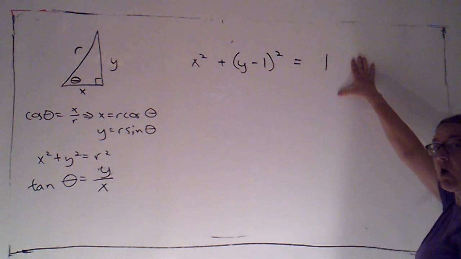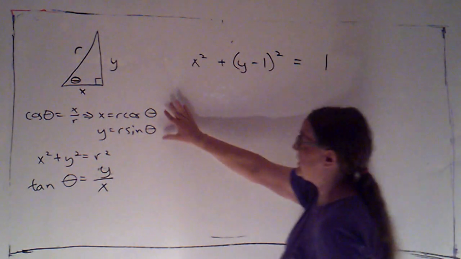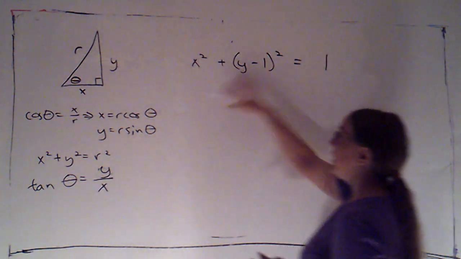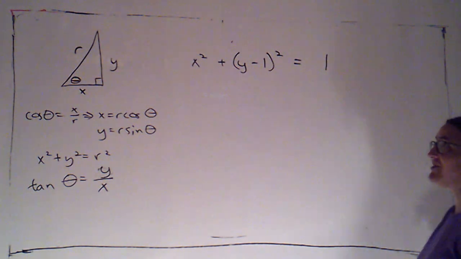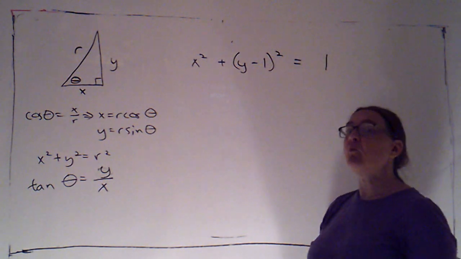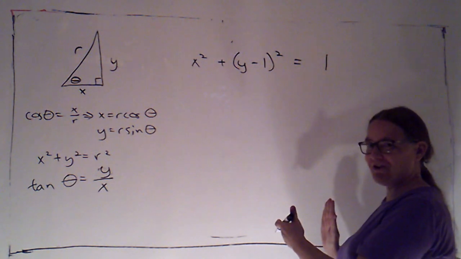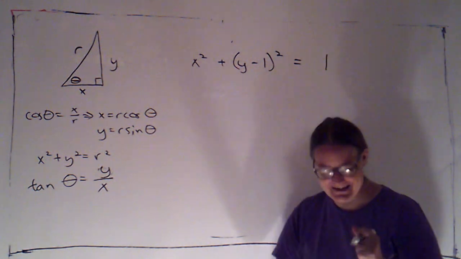So I want you to pause the video. You're going to basically be doing what we did with the line. You're replacing x with r cosine theta and y with r sine theta, and then simplify it. Give me a polar equation that has the same graph, and I want it to have the form r equals some function of theta. Okay, make sure you justify all your steps. See you in a moment.